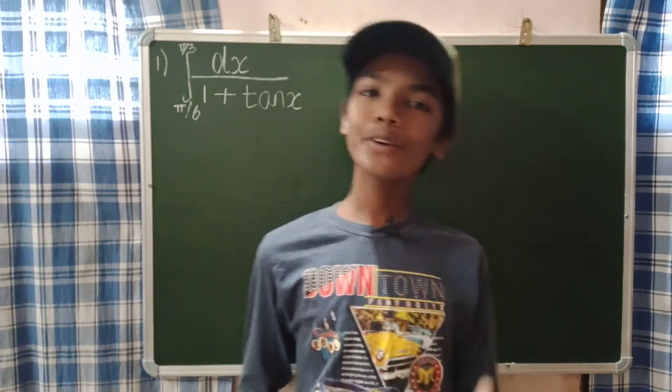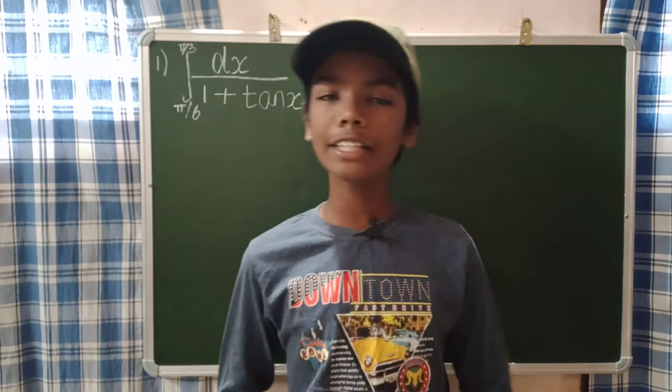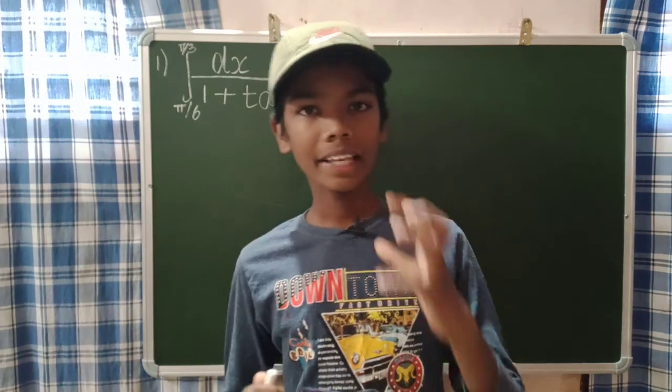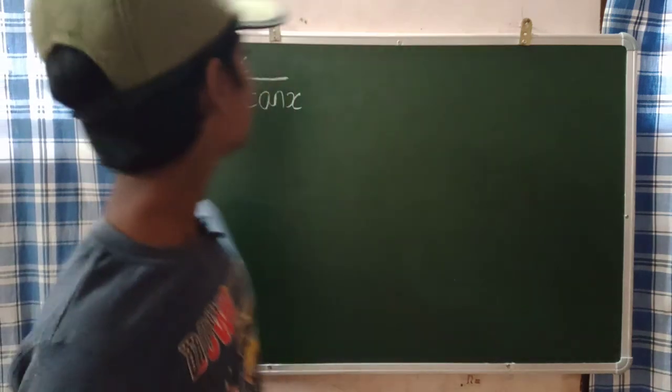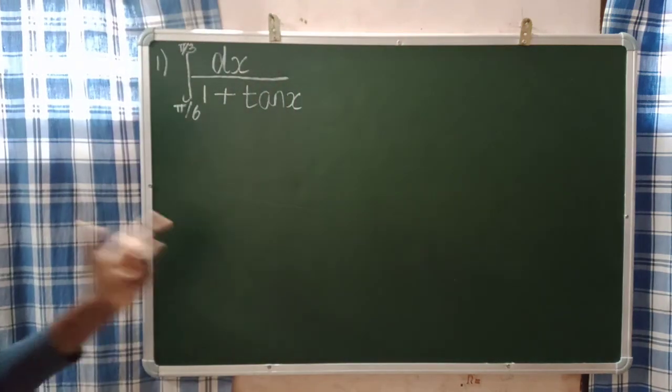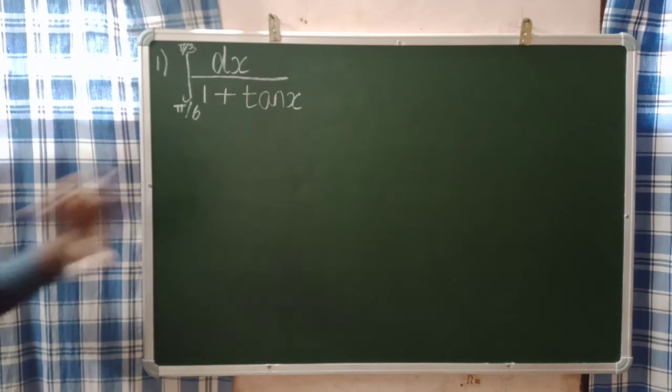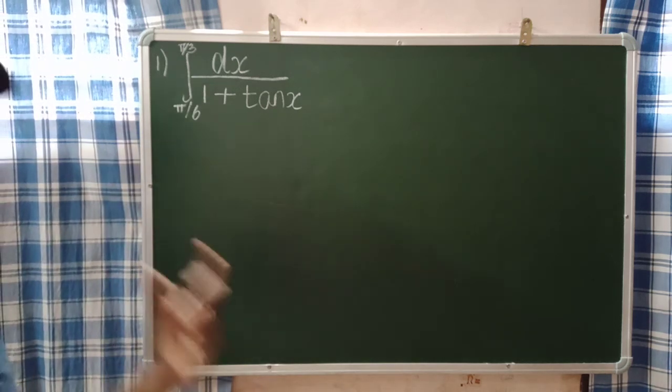So guys, today we're going to see CBSE Term 2 integration practice problems. So let me start to solve. The first question is the integral of dx divided by 1 plus tan x from pi by 6 to pi by 3. So this is the integral which we are having and we are supposed to solve this.